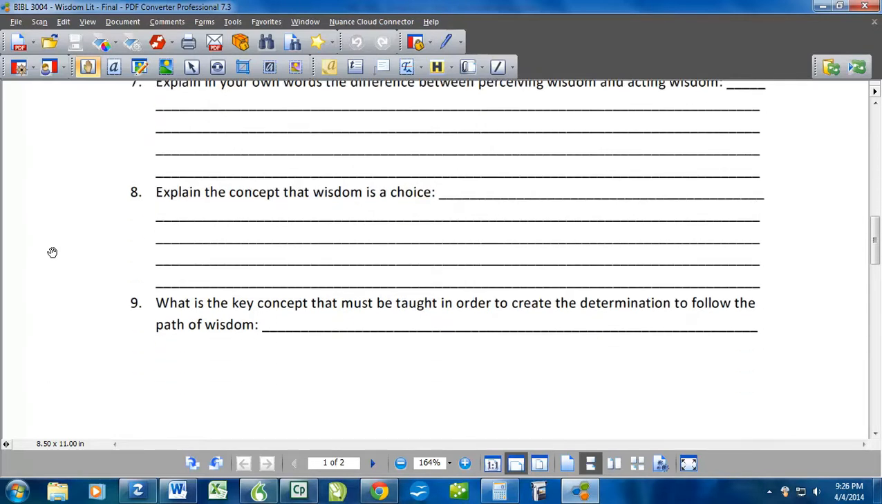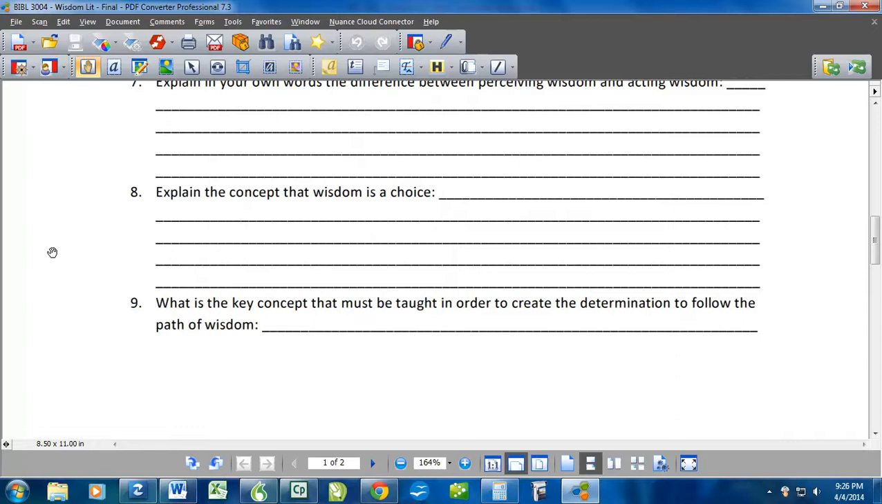Number 8, explain the concept that wisdom is a choice. And so all 3 of these, 6, 7, and 8, are all somewhat connected, but it's along these lines that if there is a perceiving wisdom and an acting wisdom, then that means that somewhere along the line, in order to be wise, there is a decision that's made, right? And that it is an action, and so therefore somewhere along the way, a decision must be made to act on what you know to be right. So wisdom is a choice.